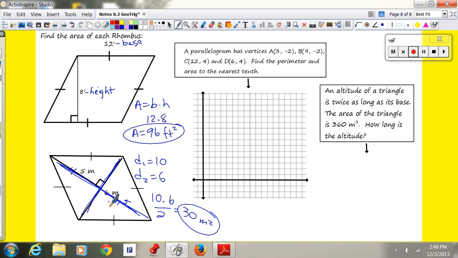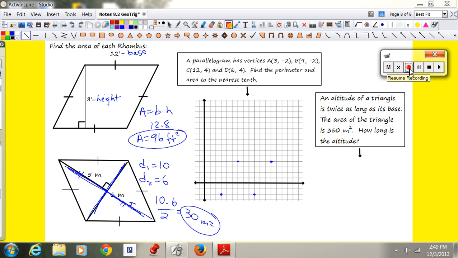Parallelogram, vertices of 3, negative 2. Over 3 down 2. Over 9 down 2. Over 12 and up 4. Over 12, 1, 2, 3, 4. And 6, 4, 1, 2, 3, 4, 5, 6. All right, there's my parallelogram.